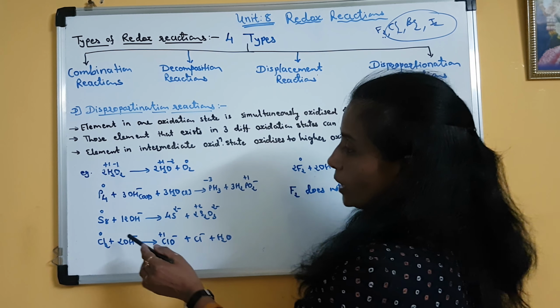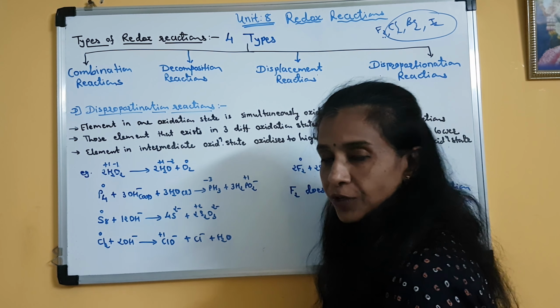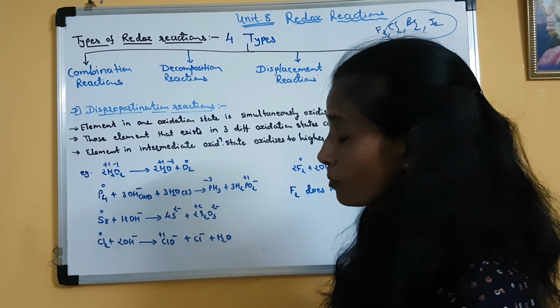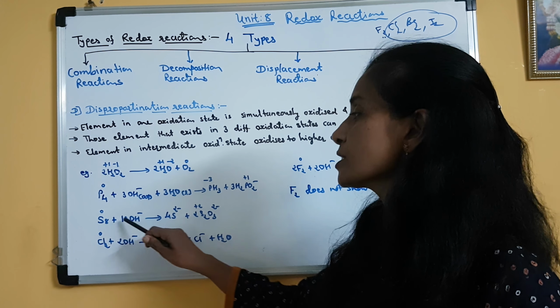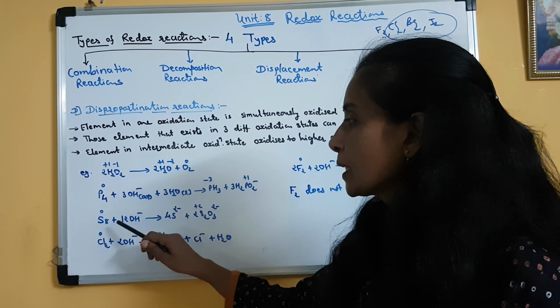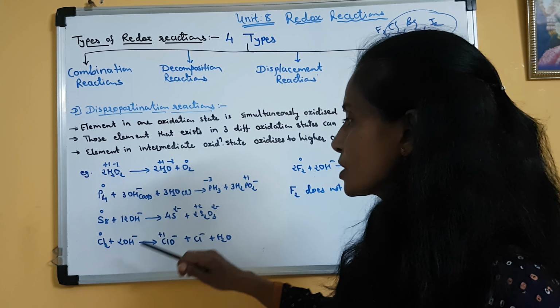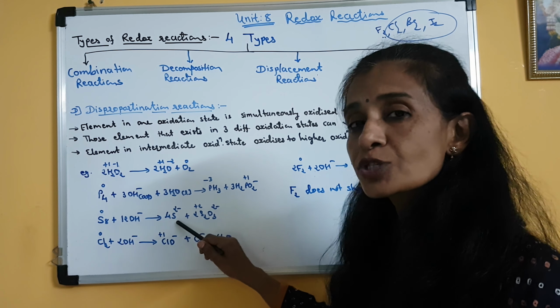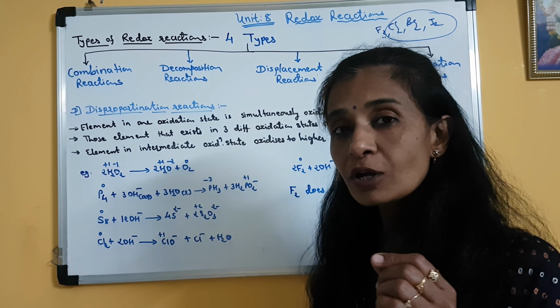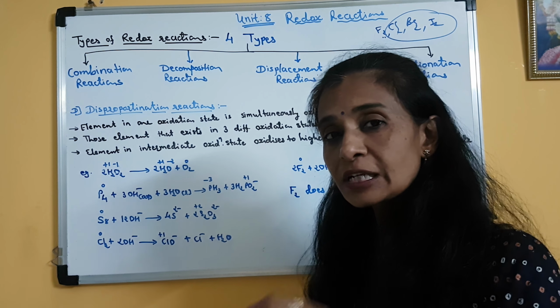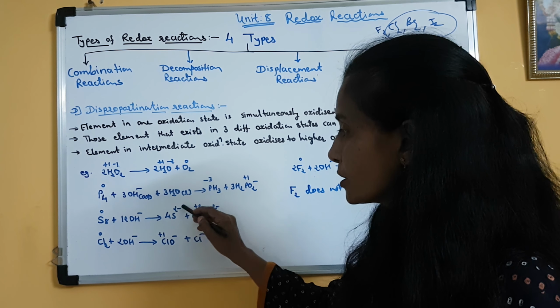Clear? Okay, another example, S8, sulfur. Here it is an octaatomic molecule. It is again in the elemental form, in the free form. When it is reacted with alkali, then sulfur in zero oxidation state is converted to sulfide ion. So -2. -2 is the oxidation state of sulfur in sulfide ion. So it is sulfide ion. So -2.